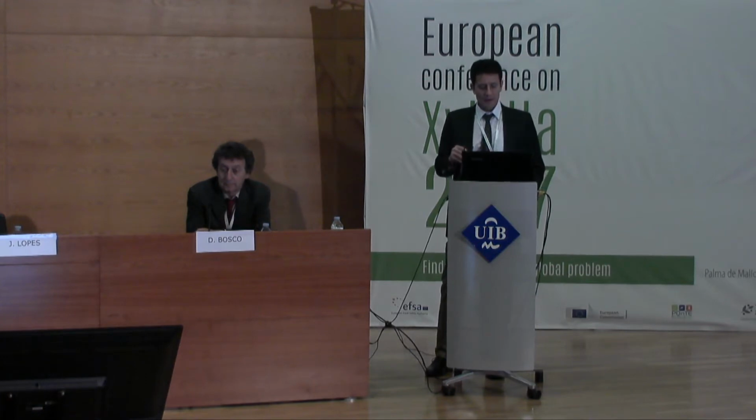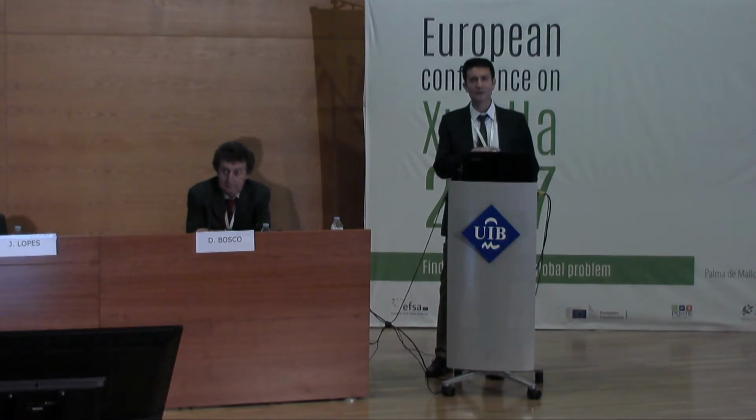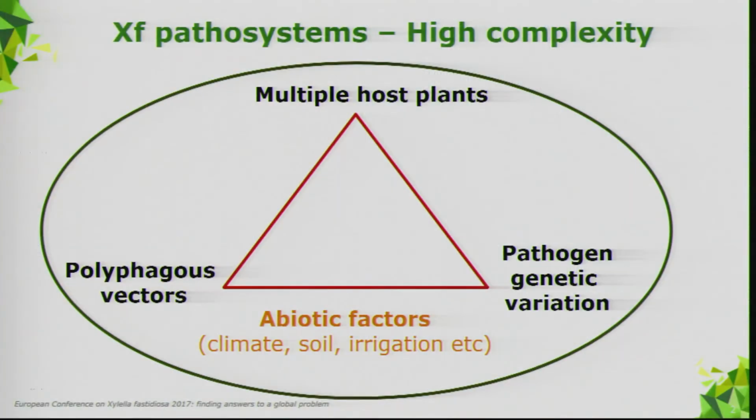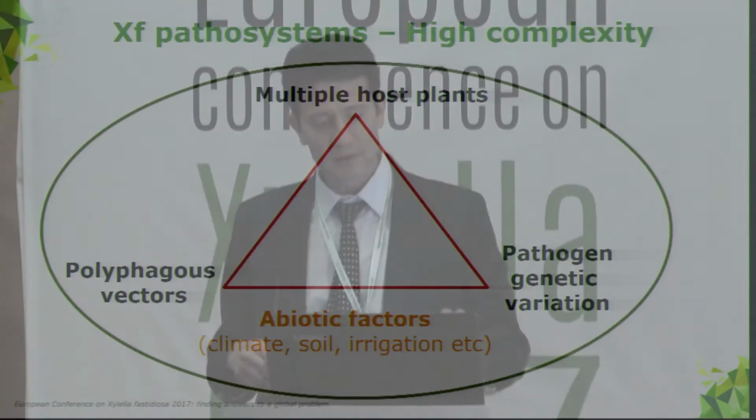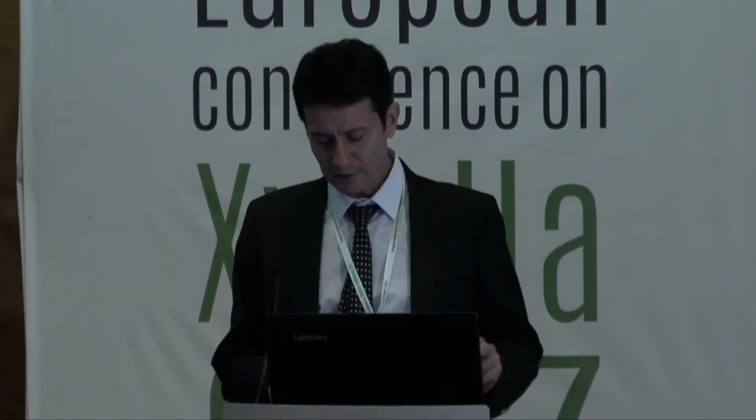So in order to manage diseases caused by Xylella, you need to have a broad understanding of all these elements: host plants, vectors, the pathogen, abiotic factors influence. And the disease is very context dependent. If you change a particular vector species or you have a new host plant, you may change the epidemiology. There are many reports of this in the literature, so you need to understand that. In this talk, I'm going to talk about this diversity of vectors.